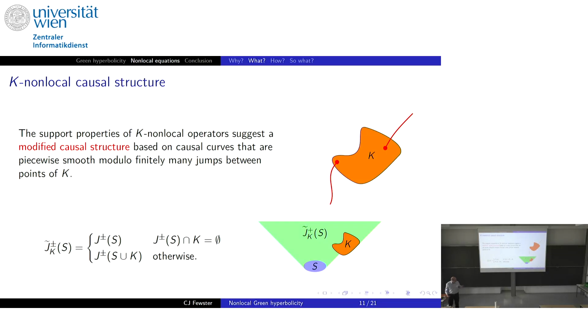So this support property suggests a sort of modified causal structure based on causal curves that are piecewise smooth modulo finitely many jumps between points of K. Right? So here is a causal curve going along, and if it hits K, then it can hop and go over here and then proceed as another piecewise smooth causal curve. And we now get a modified causal future and past. It's going to be the ordinary one, provided that the ordinary one never hits K. But if you ever hit K, then it can jump. And suddenly you have to build in the whole causal future of K as well. Right? So this is a modified thing.